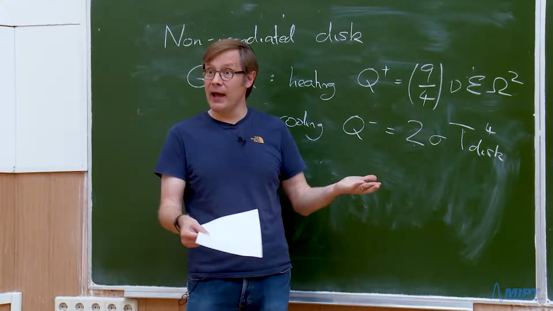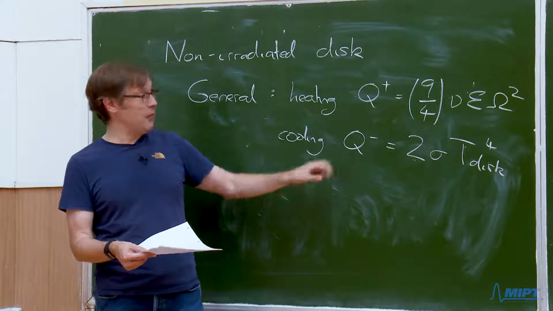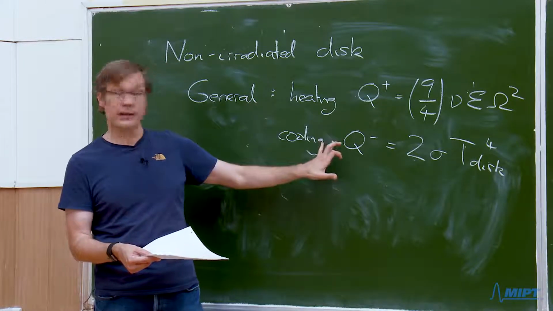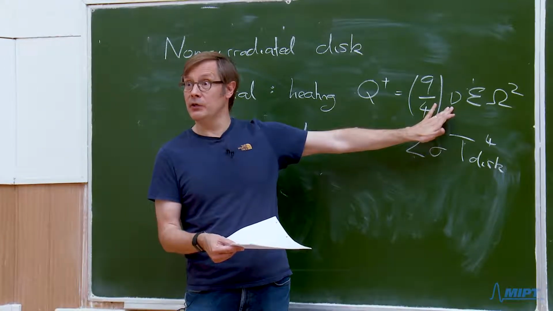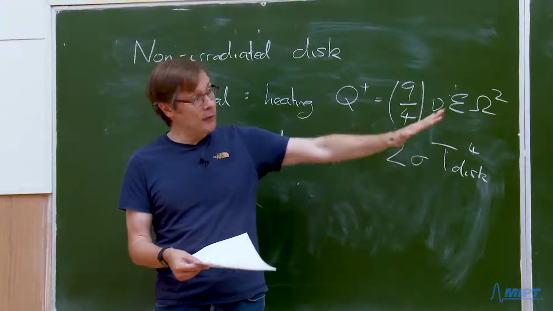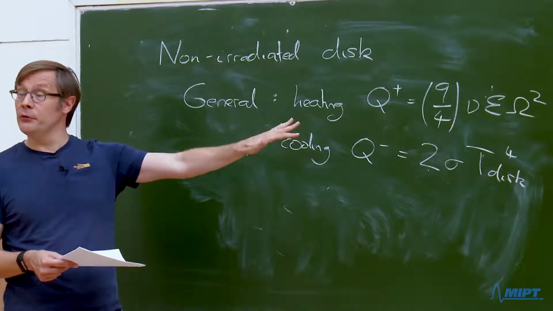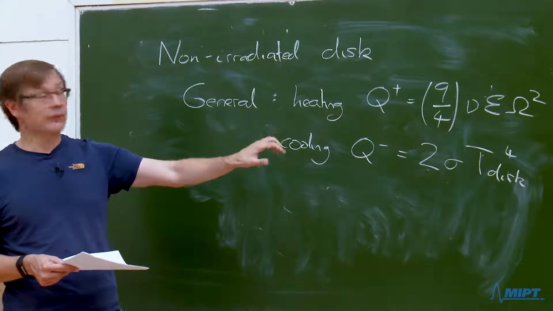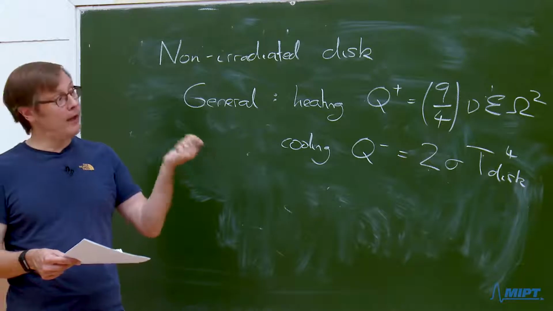And so if we don't know anything else, those are independent quantities, and saying that the disk is in thermal equilibrium, so that Q plus equals Q minus, doesn't in any way help us to determine nu. However, if we have a self-gravitating disk, things are a little bit different, because we know that Q is of order unity.